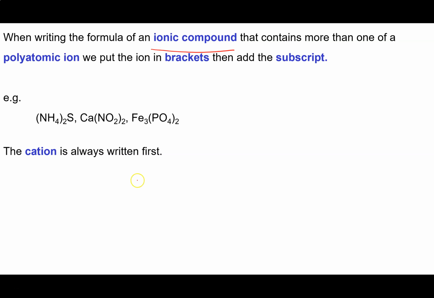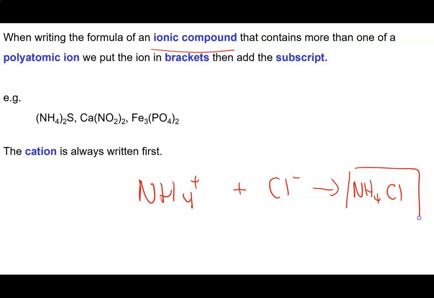So I could have the compound formed between the ammonium ion and the chloride ion. It's called ammonium chloride. There we go, like that. The same general rules apply. We need to make sure that our final compound is electrically neutral, and we always write the cation first. So it's really just like working with any other kind of ion.